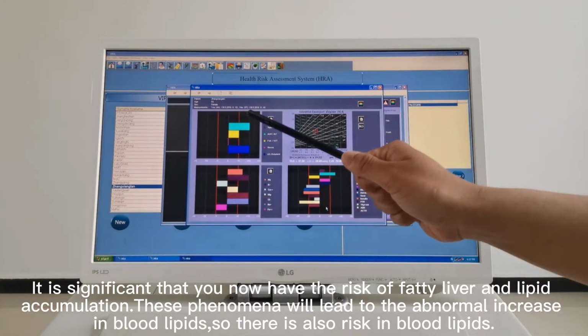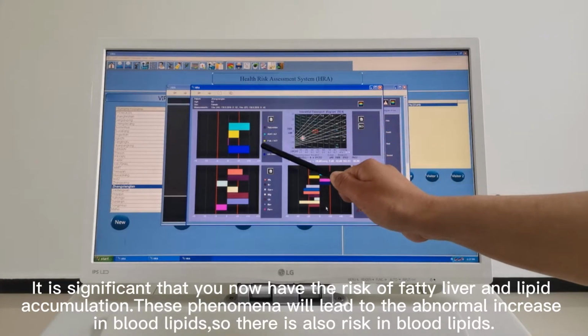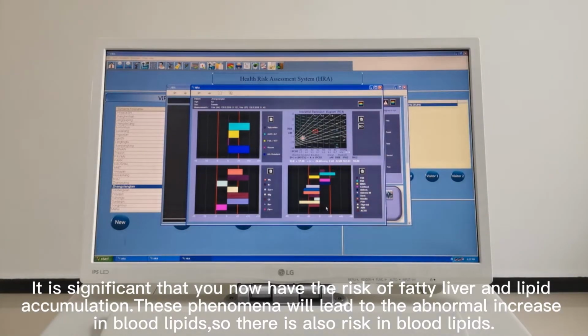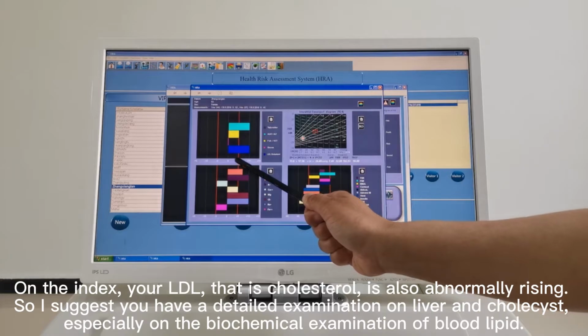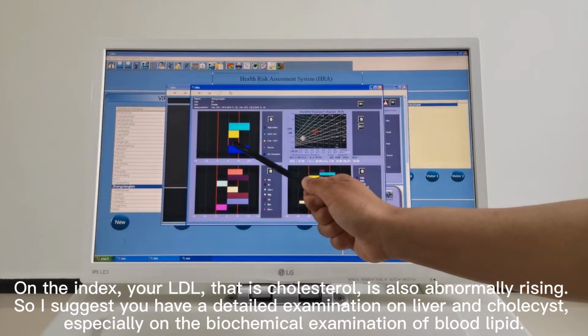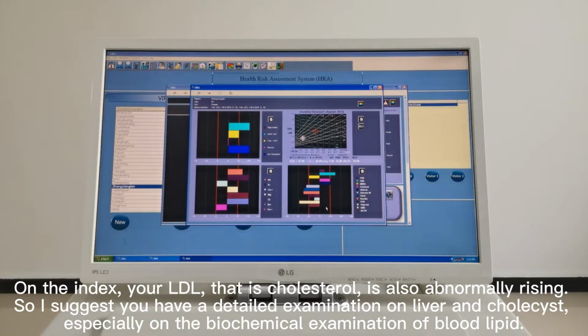This phenomenon will lead to the abnormal increase in blood lipid. So this is also a risk in blood lipid. On the index, your LDL, that is cholesterol, is also abnormally rising. So I suggest that you have a detailed examination of the liver and cholecyst, especially the biochemical examination of blood lipid.